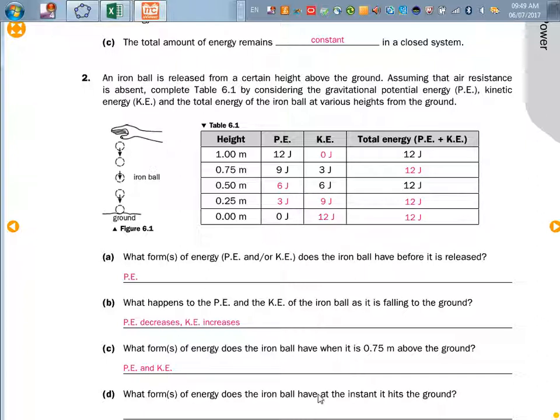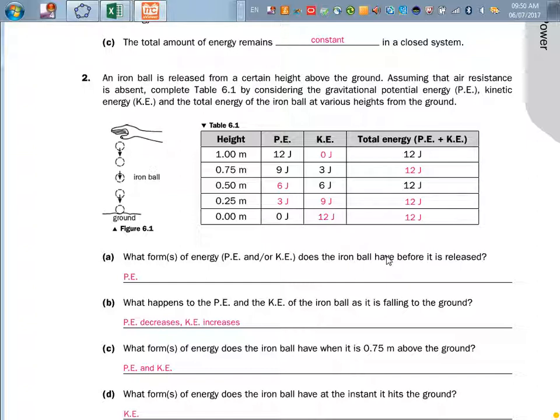What forms does it have at the instant it hits the ground? When it hits the ground, what is the height above the ground? 0. So the speed must be the greatest. So it will have only kinetic energy. Now it can be confusing to you because of the way we phrase it. The instant it hits the ground, what do you think is the speed? You are tempted to say the speed is 0, right? Because if you pause it there, the speed should be 0.